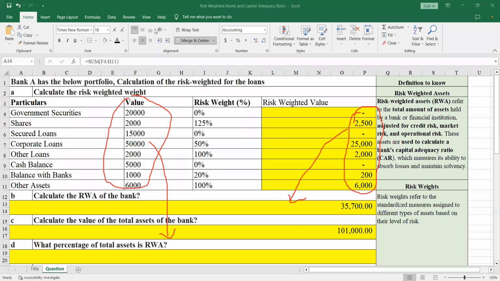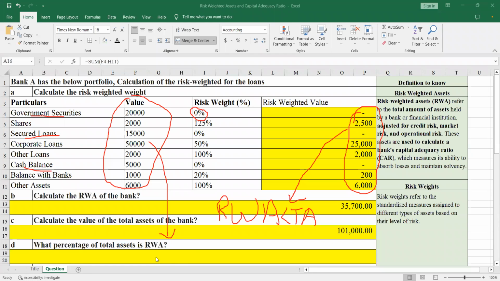Why is this value less? What we see is that the risk-weighted assets are less than the total assets. This value is less than the total assets because some securities have zero weight. They are not influenced by credit, market, or operational risk. The more securities that have a zero weight, the lesser the risk-weighted assets.